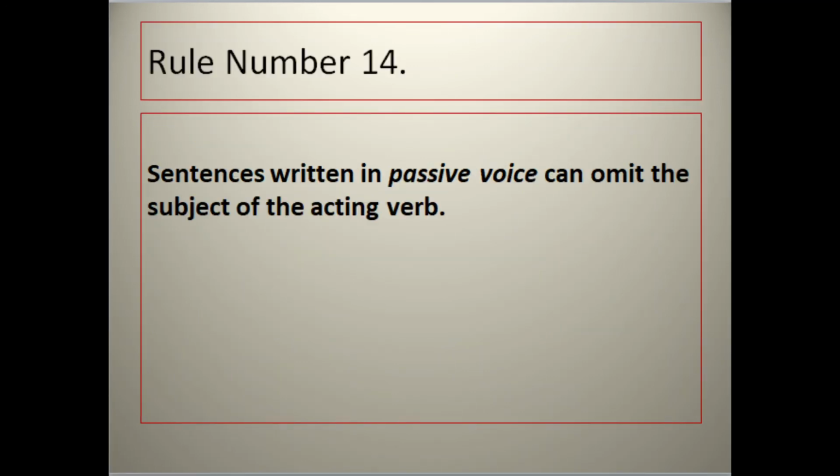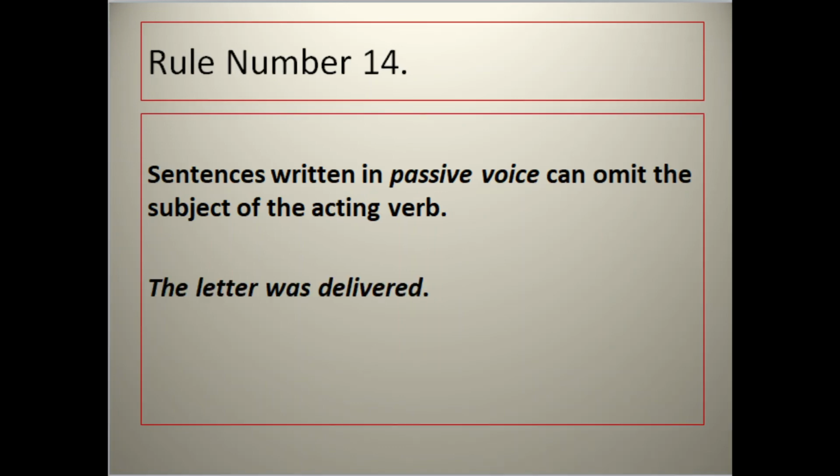Rule number 14. Sentences written in passive voice can omit the subject of the acting verb. Example, the letter was delivered. Since the sentence has no need for the original subject, you can leave it out because the object of the verb delivered has become the subject of the sentence. This is a complete sentence with a subject and predicate. The fact that the subject of the verb delivered has been removed doesn't make the sentence incomplete.